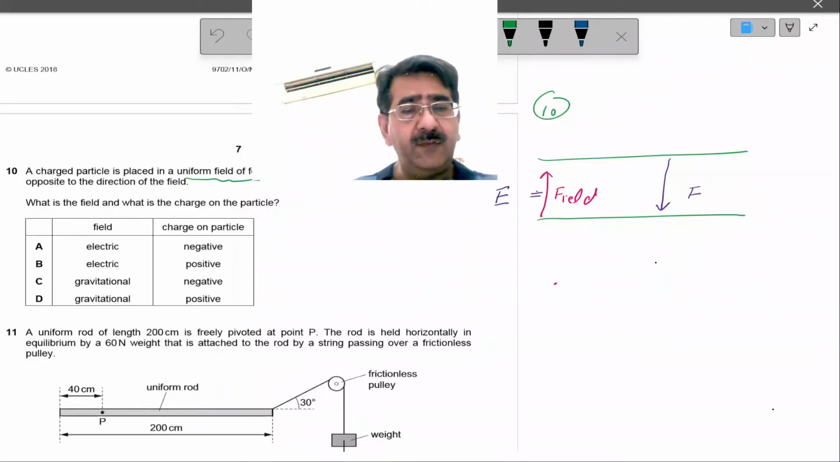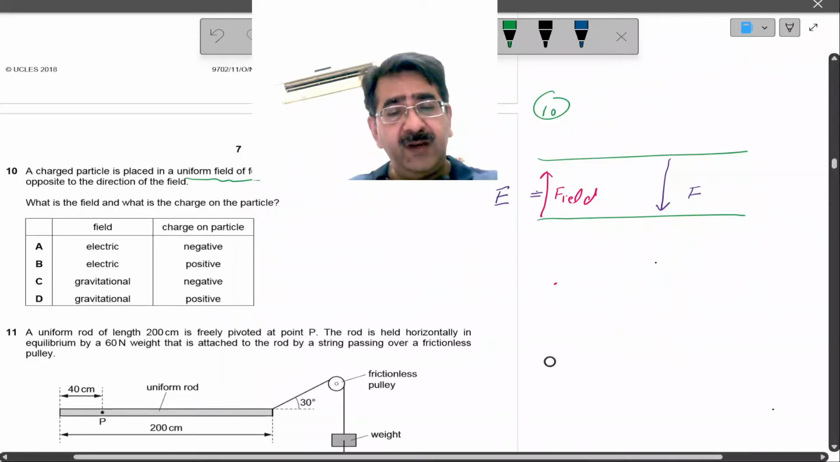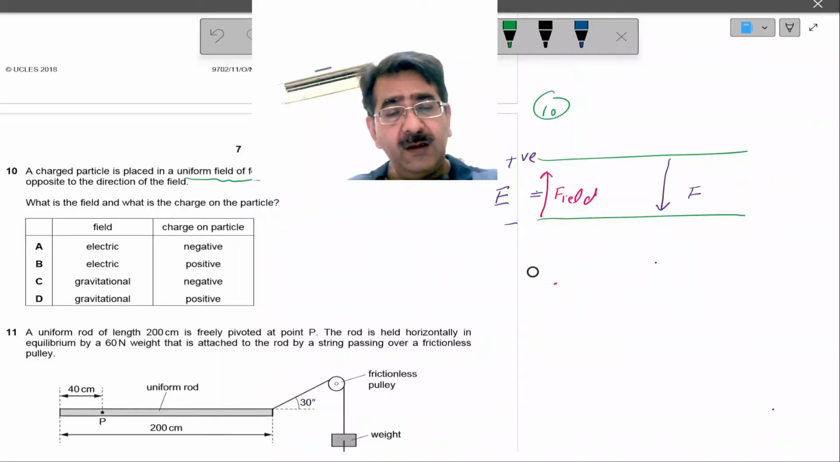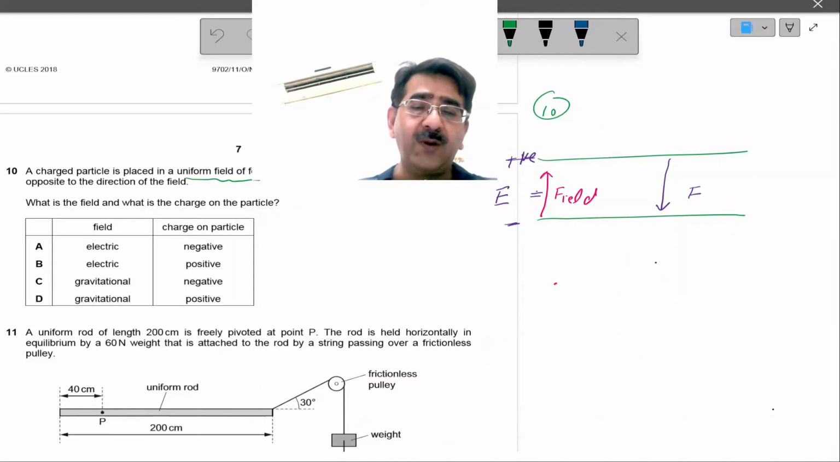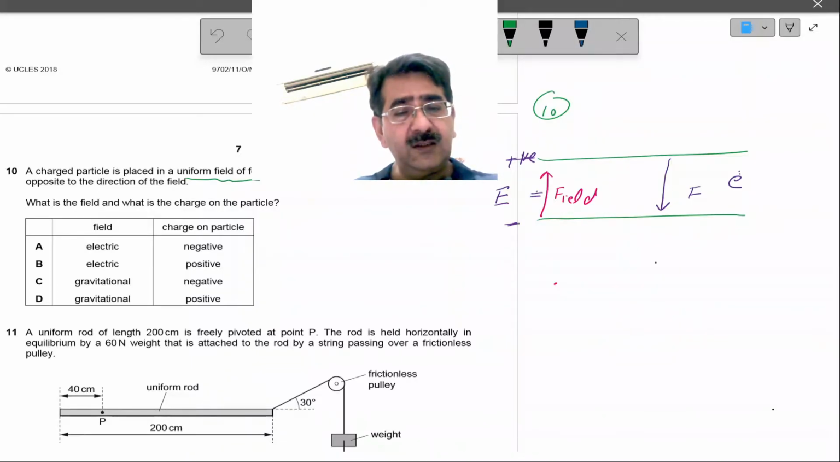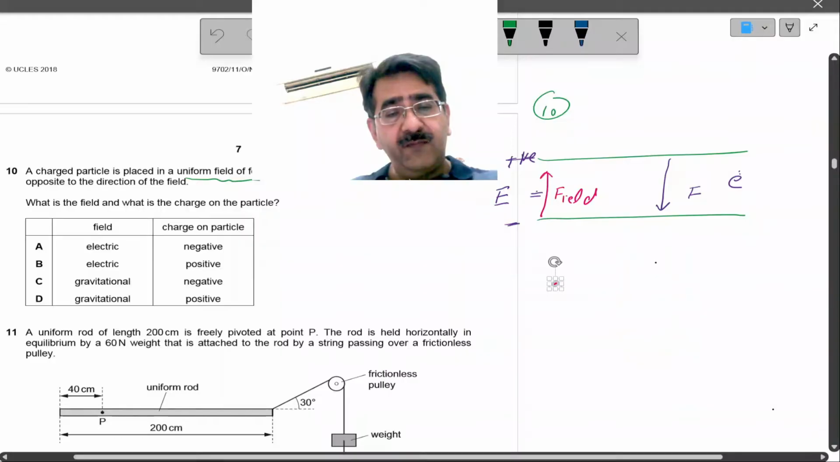If this is an electric field, the electric field will be always from negative to positive, from lower potential to higher potential. Electric field always moves from negative to, but the force on the charge is different.